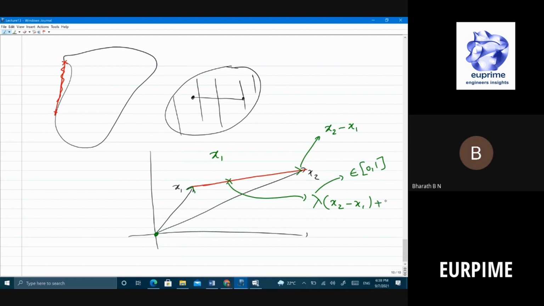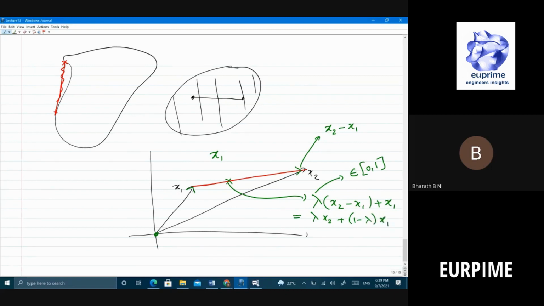I have to add x1 also, right? I have to go to x1 and then move in the direction of x2 minus x1 by a fraction of the distance, right? So how do I write this? So I can write this as follows, right? So I have lambda x2 plus 1 minus lambda x1, right?